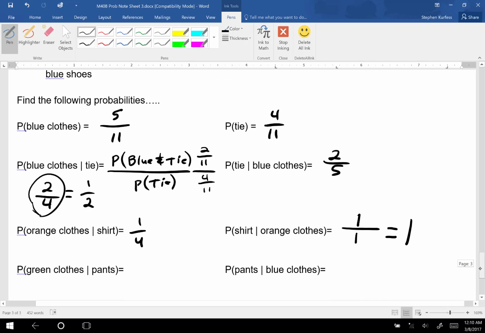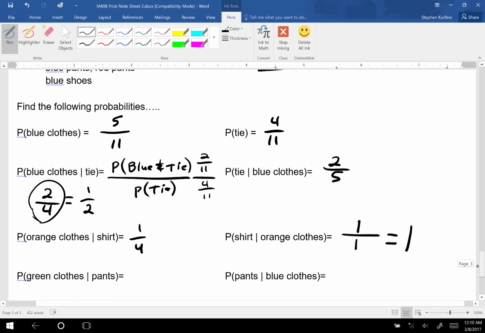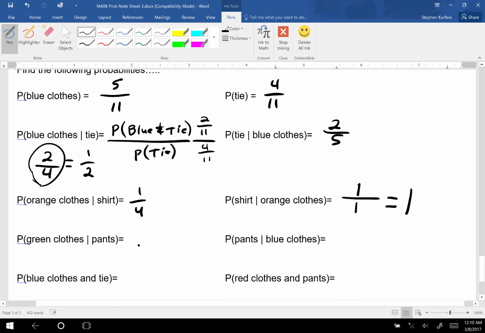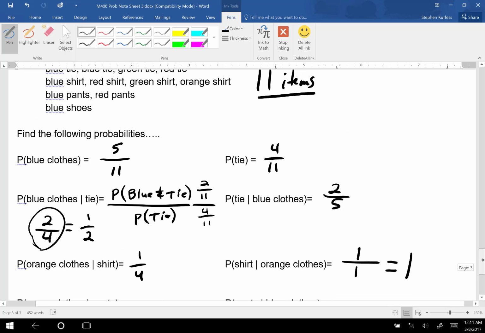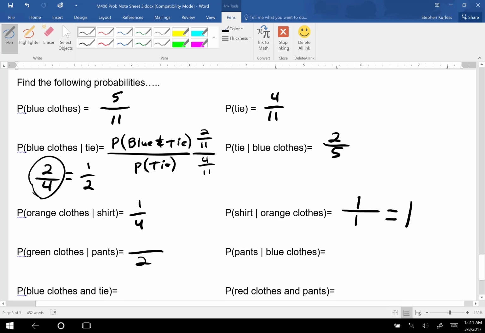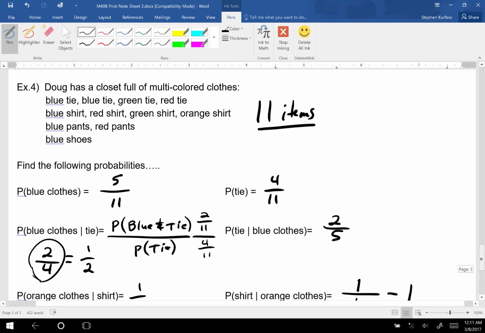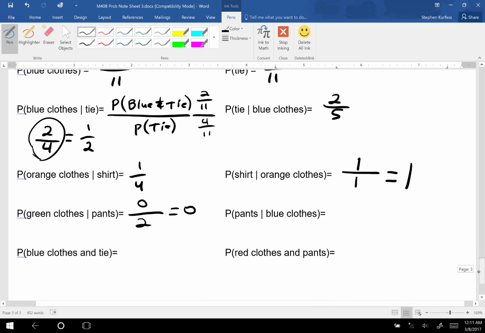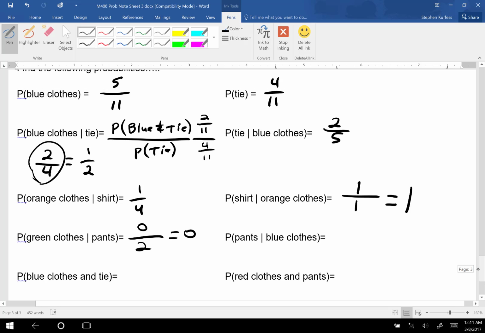Okay, let's take a look at the next one here. What's the probability of picking green clothes given that it was pants? Well, let's look at pants. How many pants do I have? I know it's pants, so there are 2 pants down there. And how many are green pants? Well, none. So it's 0. Which makes sense again. I'm telling you it's pants, so you look and say, how many pants do I have that are green? Oh, I don't have any. So 0.